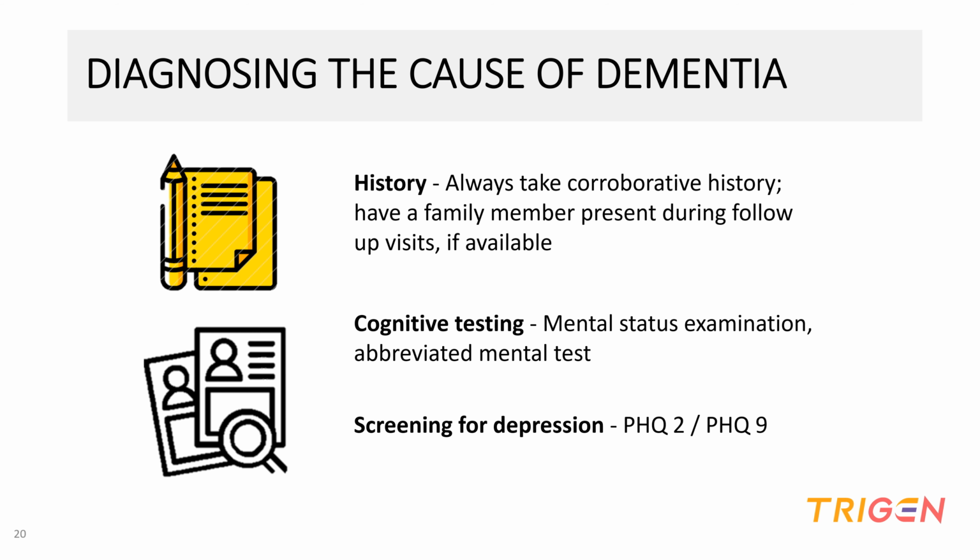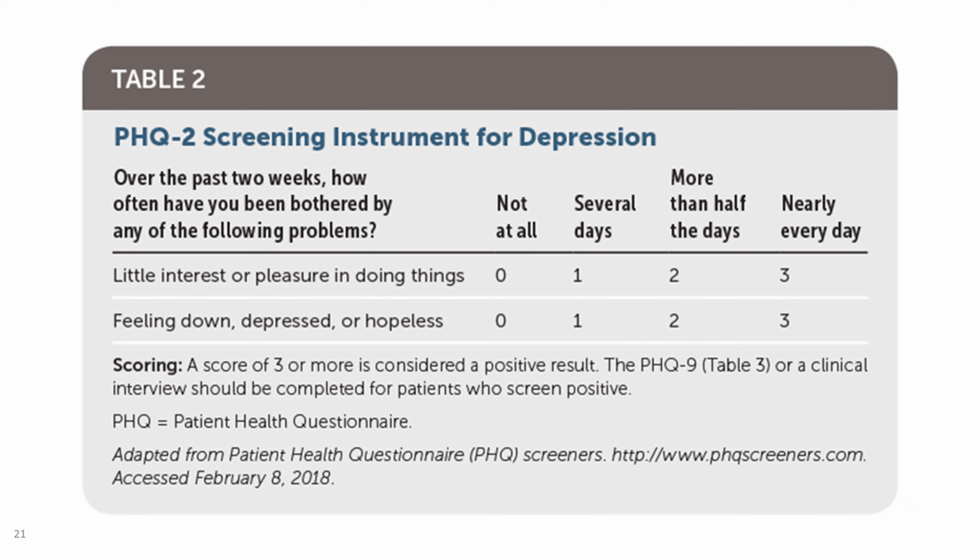As mentioned earlier, depression can be a dementia mimic. Thus, it is also important to screen for depression. PHQ-2 and PHQ-9 are validated tools to screen for depression. This is an example of PHQ-2 screening instrument. Should an individual score more than 3 points, it is considered a positive result. In this case, PHQ-9, which is a more comprehensive tool, should be utilized.